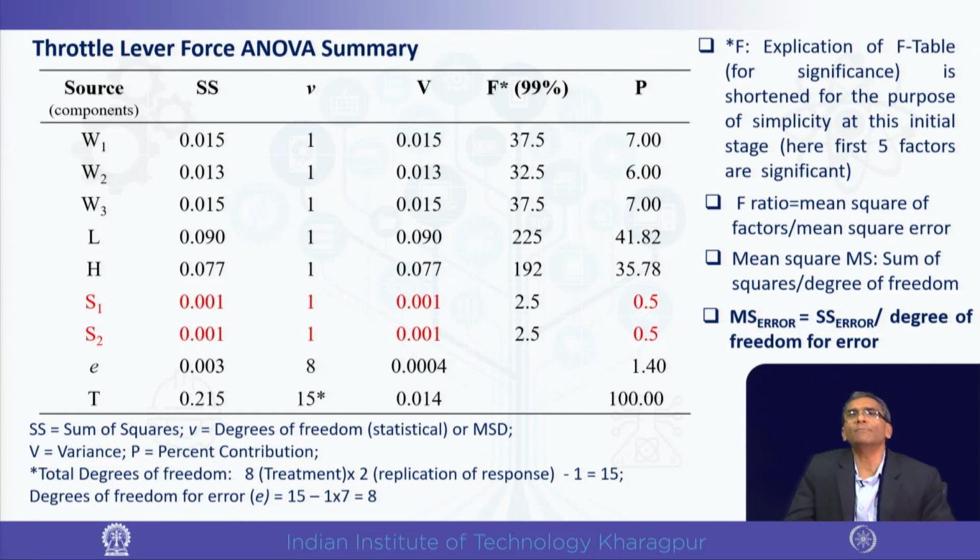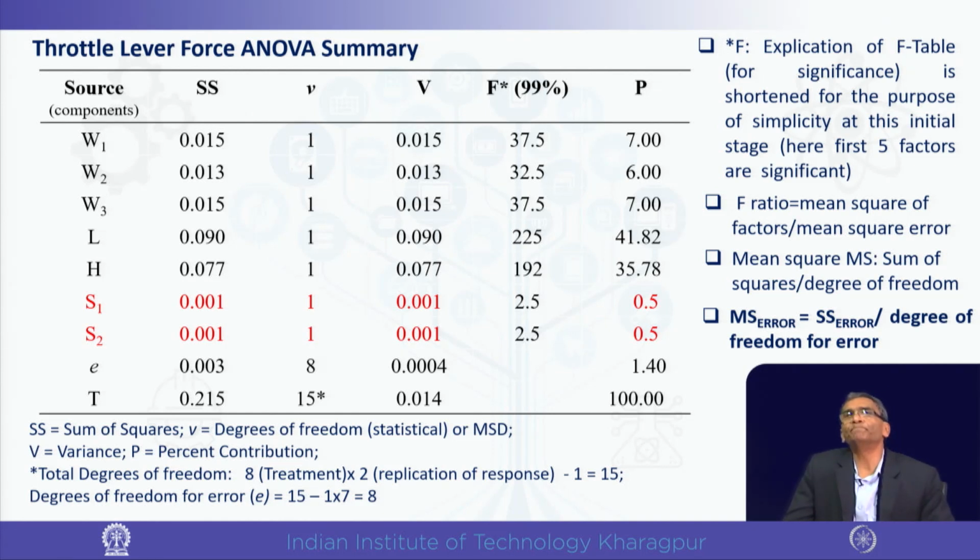Then the mean square, also called variance. So, the variance is the sum of squares divided by the degrees of freedom, and you can see those values here. And the F table calculation I have already discussed, and these are the values. There is a table called the F table. Again, I do not want to burden you with this; you can Google and find these F tables at different confidence levels.